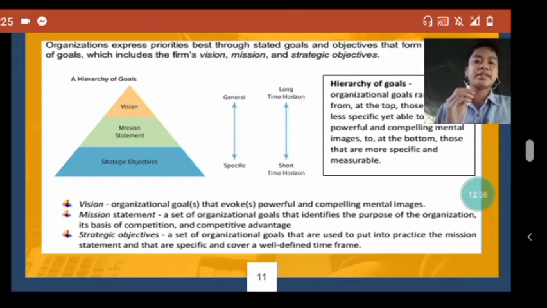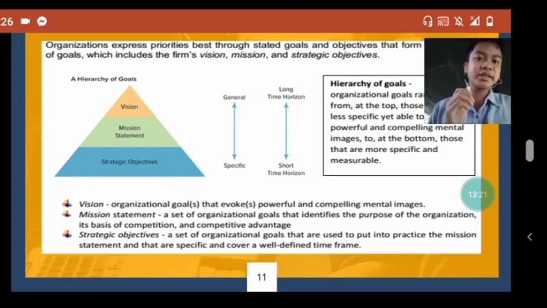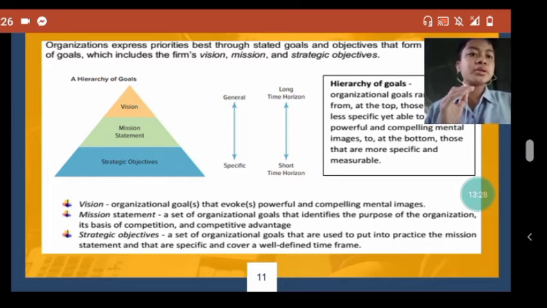Lastly, we have the strategic objectives, a set of organizational goals that are used to put into practice the mission statement and that are specific and cover a well-defined time frame. It is a series of ways of using the mission to achieve the vision. As you can notice, from vision to strategic objectives, it is a general goal to specific goal, a long-term goal to a short-term goal. That's all for my report.